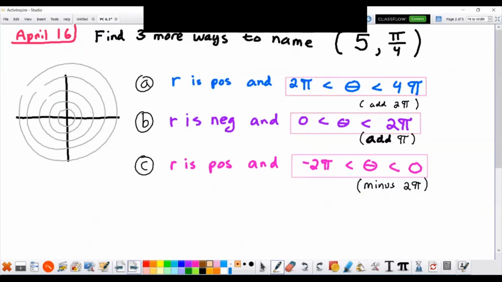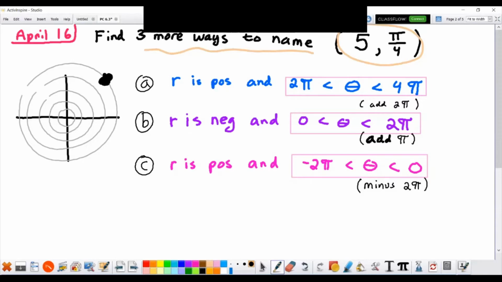Turn the page. Okay, so 3 more ways. It says find 3 more ways to name this. So first of all, let's find pi over 4, and 5 is the radius. So I'm going to be going outward. I'll do it in black here. 1, 2, 3, 4, 5. I tried to make a dot. It didn't work out too well. There's a dot. Okay, that's supposed to be my dot. There's a good dot. That's pi over 4 and 5.